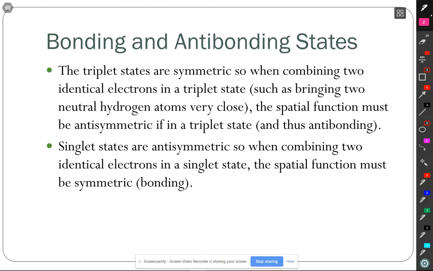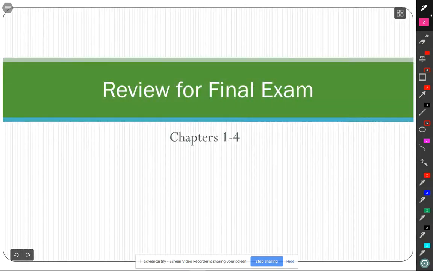So it should say the singlet states are anti-symmetric, so we combine it with a symmetric spatial function. In addition to the singlet state, the spatial function must be symmetric, which is bonding. So that's making sure it's correct. That's our review of the hydrogen atom from everything that we've done starting last class period. Okay, any questions about the hydrogen atom to finish that topic up?